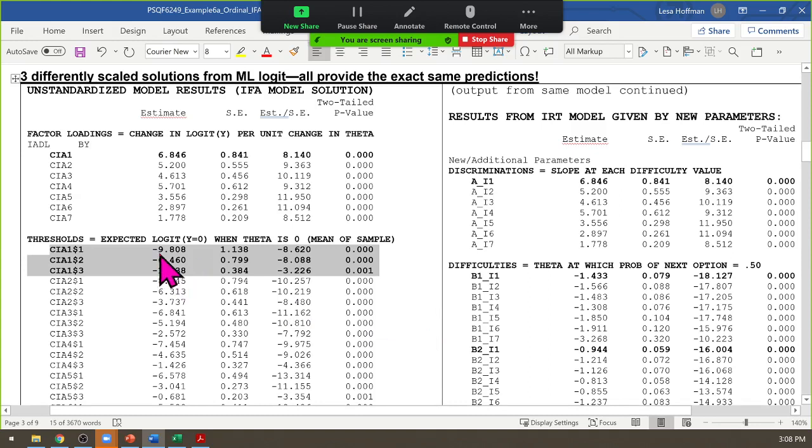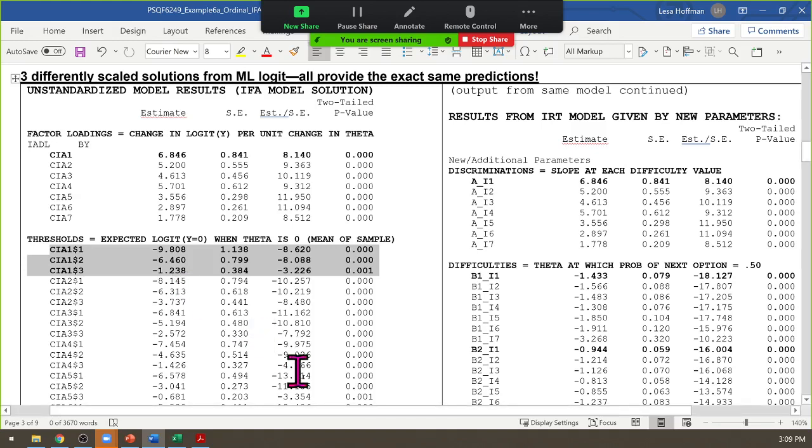So if I take each of these numbers and multiply them by minus 1, I turn them into intercepts. Then it's the logit of the higher category when theta is 0. But none of these tell me where the item is best. These tell me what to expect for an average person. So in my opinion, these are much less useful as descriptions of location because I don't need to know what happens for the average person. I want to know for whom these items are useful.